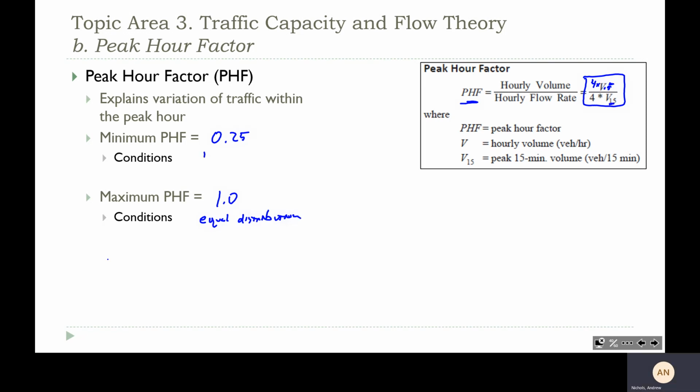And this is a heavy peak. In reality, the peak hour factor is usually in the 0.85 to 0.92 range at most intersections. When you're already looking at the peak hour, the peak hour factor within it is usually in the 0.8 to 0.9 range.